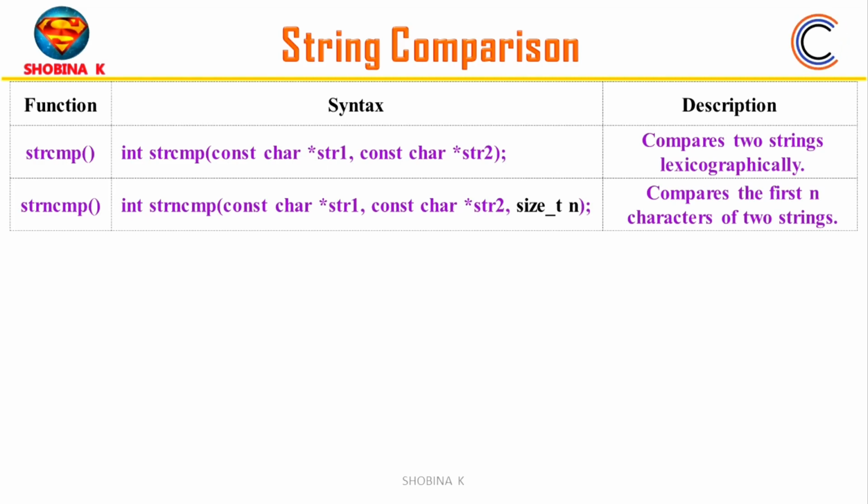Const char asterisk str1. This is a pointer to the first string to be compared. Const char asterisk str2. This is a pointer to the second string to be compared. Size_t n. This is the maximum number of characters to be compared from each string. It limits the comparison to the first n characters of each string. So the strncmp function compares the first n characters of the strings str1 and str2, and it returns an integer value based on the comparison.